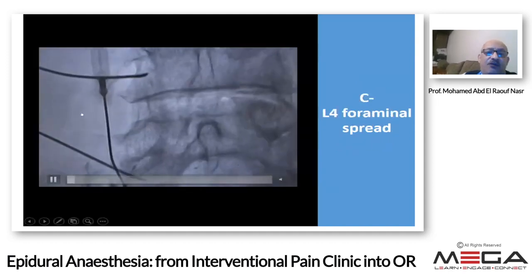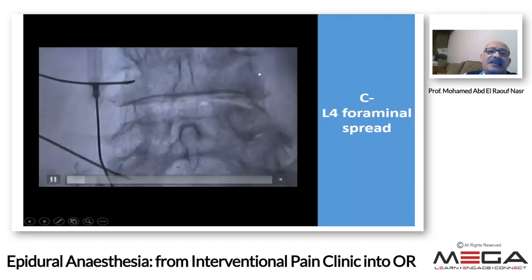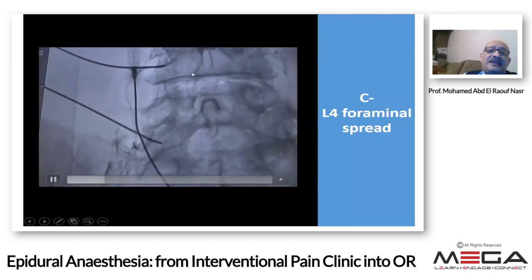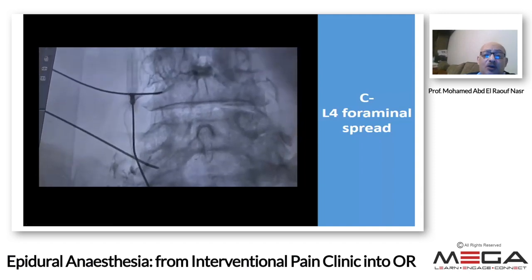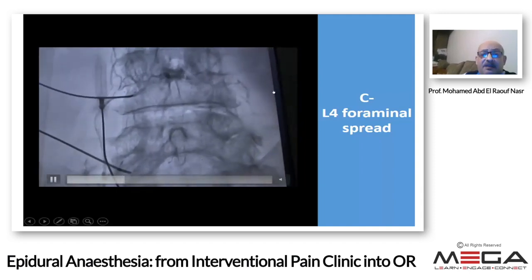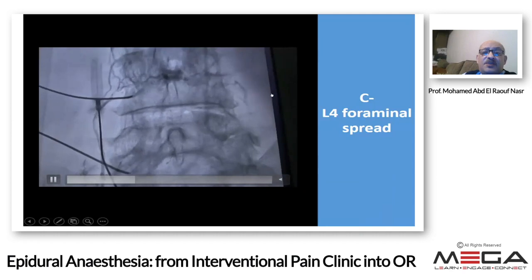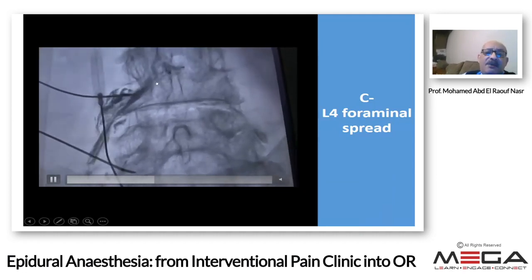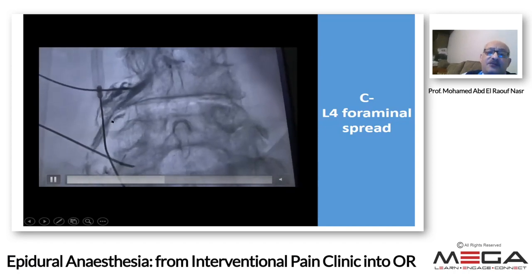Here it's L4, as we inject, excessive intravascular spread. You have to look at the tip of the bevel, it's upward. So what we are going to do is just rotate the bevel to avoid this vascular spread, to see the classic nerve root spread. Now we have turned the bevel and we see the classic nerve root spread.